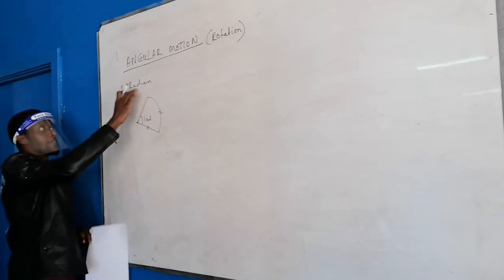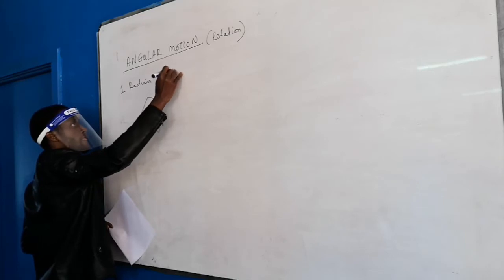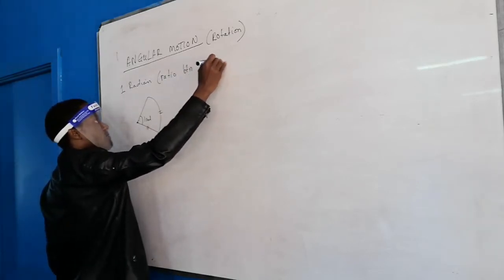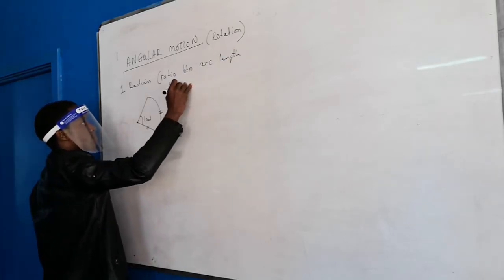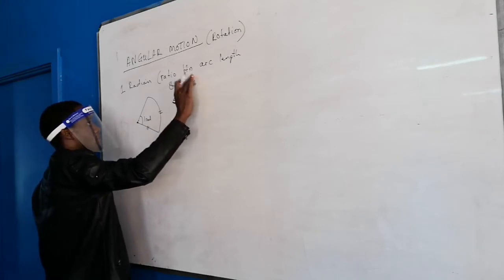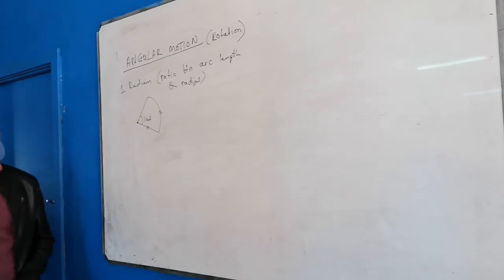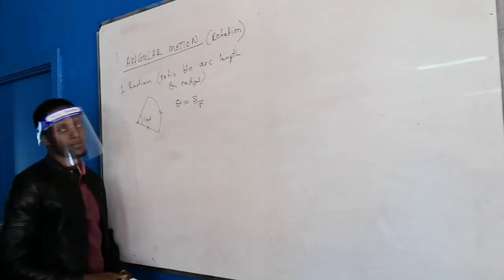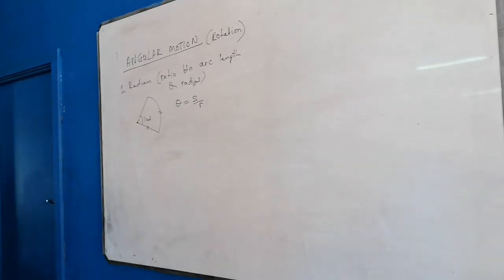A radian is basically a ratio between the arc length and what? And the radius. And you are calculating S over R. Simple stuff, discussed how that works.